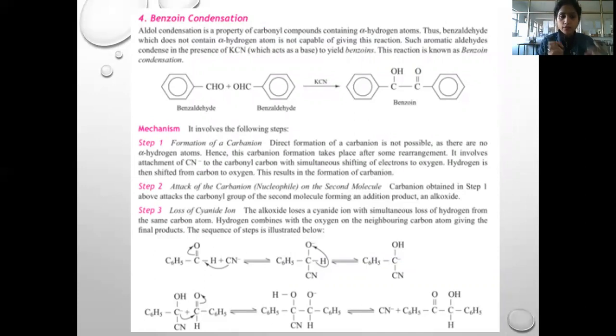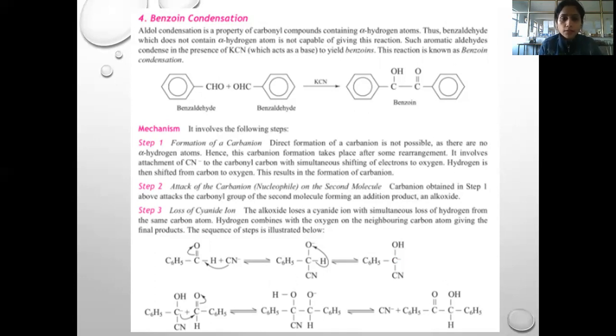Next one is benzoin condensation. It is a very important reaction. What we have to do here is condense two benzaldehyde molecules. The benzene rings will remain intact. Now the CHO groups we have to rearrange such that one of the carbon atoms retains the carbonyl functional group and the other one gets a hydroxyl group. So this product is actually benzoin. That is what is called benzoin condensation, and the reaction is done in the presence of KCN base.